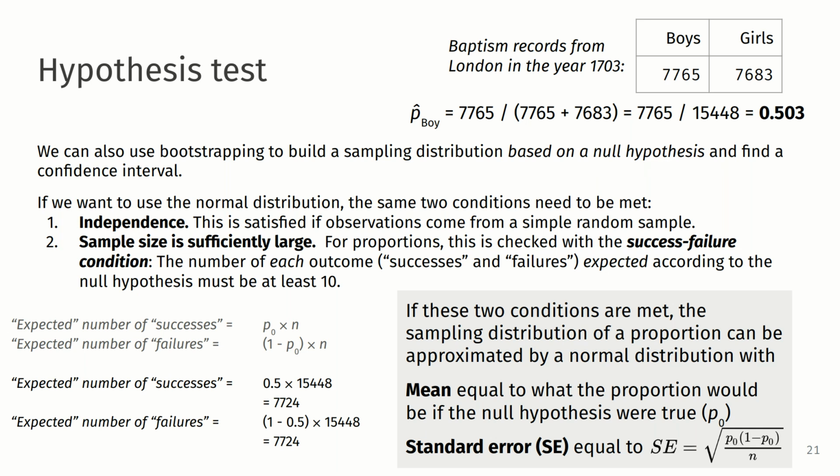And because 1 minus 0.5 is also 0.5, then we have the same number of expected failures. Again, I don't like calling them successes and failures, but that's unfortunately the terminology that we have in statistics. The point being that the expected number of both female and male births here works out to a large number, and both of them are bigger than 10. So we're in the clear as far as that goes.